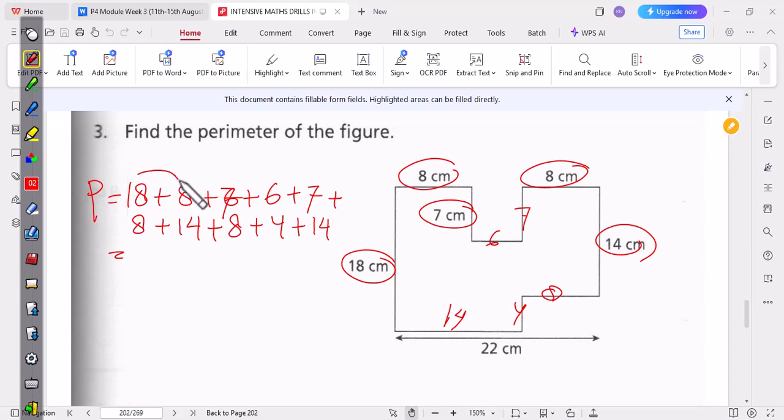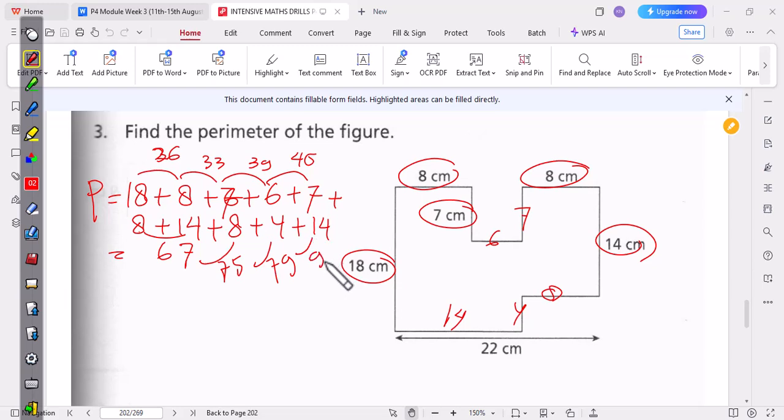18 plus 8 equals 26. 26 plus 7 equals 33, plus 6 equals 39, plus 7 equals 46, plus 8 equals 54, plus 14 equals 68, plus 8 equals 76, plus 4 is 80, and plus 14 must be 94. So the perimeter is 94.